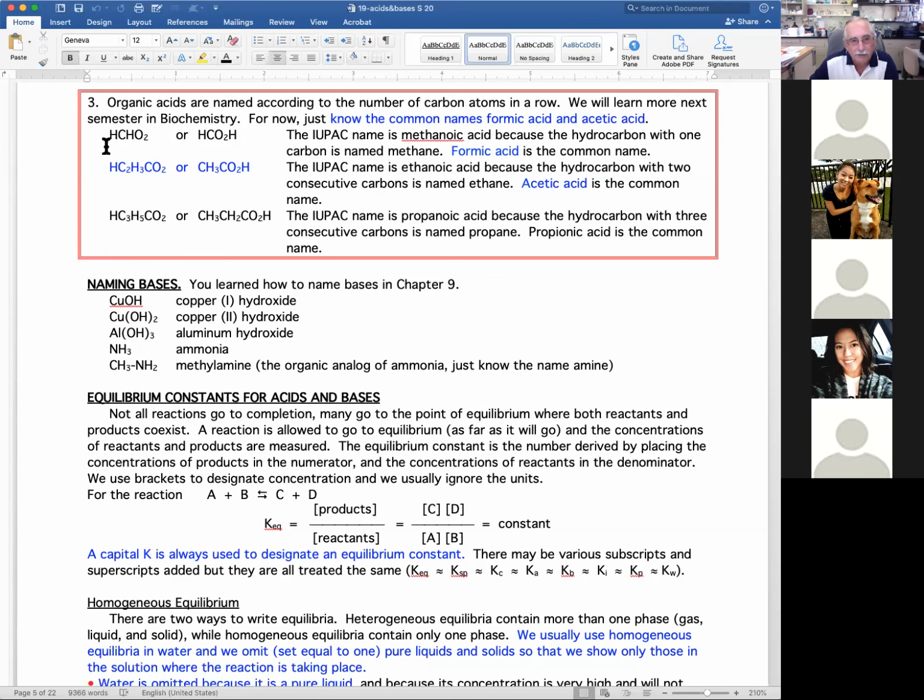The old-fashioned or common name for this is formic acid, based upon red ant bites. The red ants inject formic acid and it really hurts. And the common name for ethanoic acid is acetic acid. Okay.